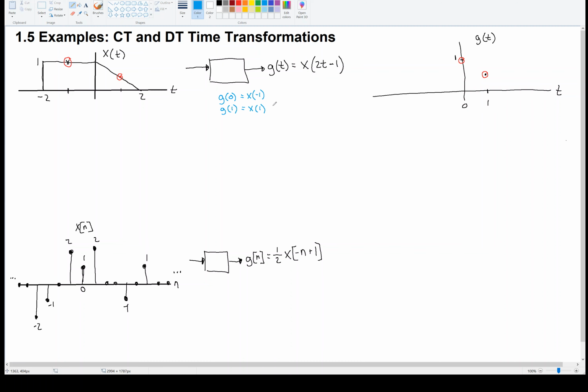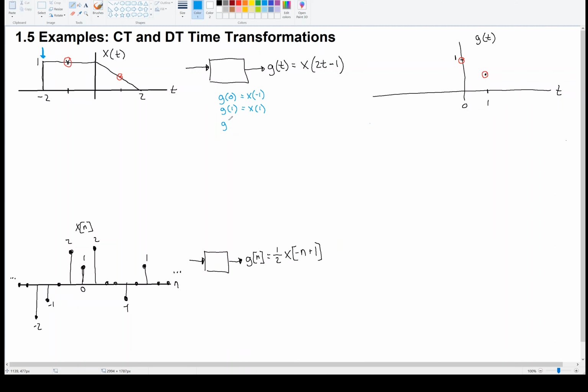But let's be a little bit more careful with the values we choose for t. I want to find where this edge is in the new plot. In the old plot, or the input, that edge is at minus 2. So I would like to have x of minus 2 here. x of minus 2 is this edge. So what value of t gives me minus 2 here? That looks like t equals minus 1/2, I believe.